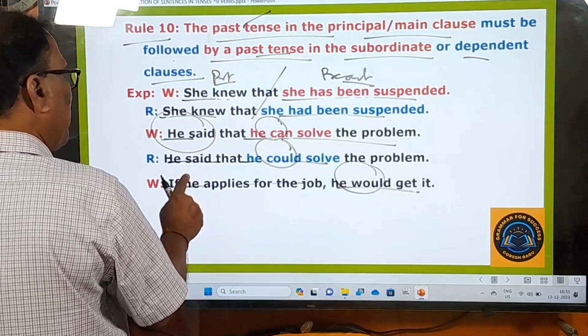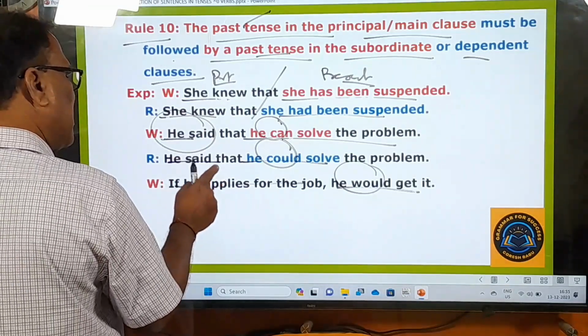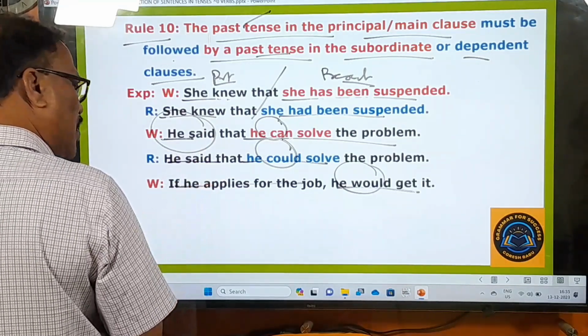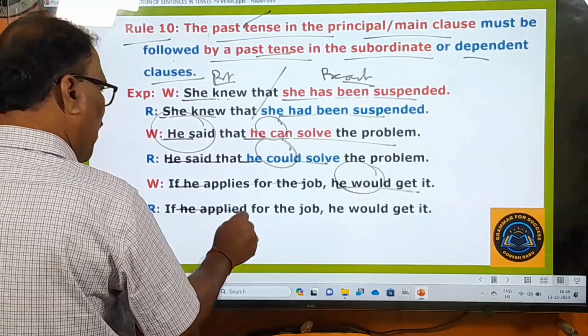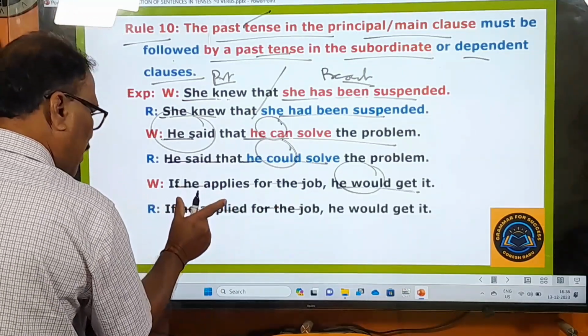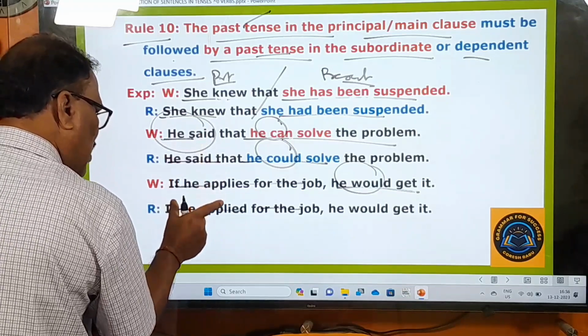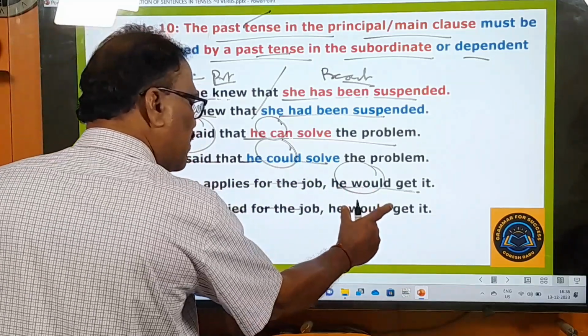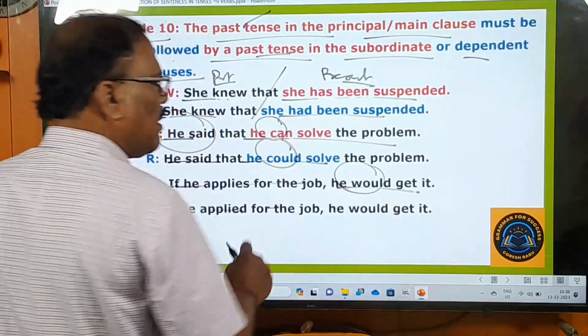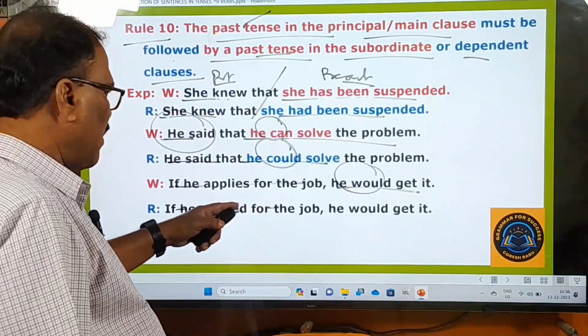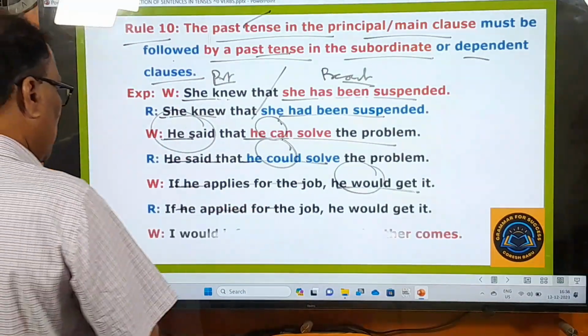So here a simple present tense is given. If he applies is simple present or present tense. So it should not be like that. It should be if he applied for the post. Now if he applied, in the subordinate clause there is past tense, and in the main clause also there is past tense, and the complete sentence is in the past tense, and therefore this is absolutely correct. And now let's go to the next one.